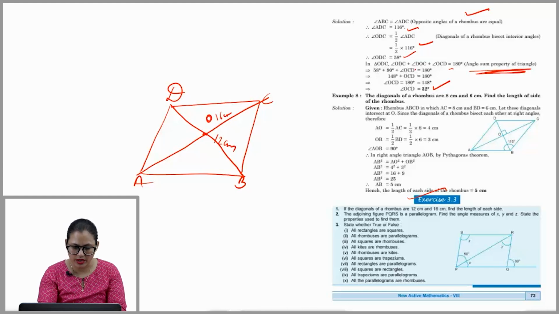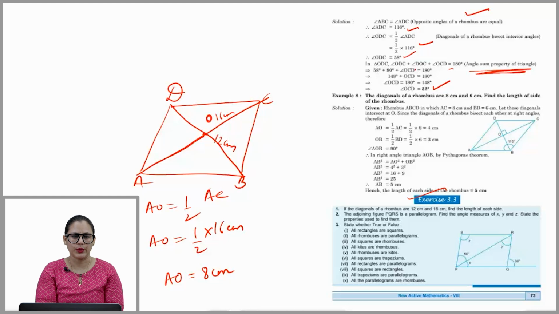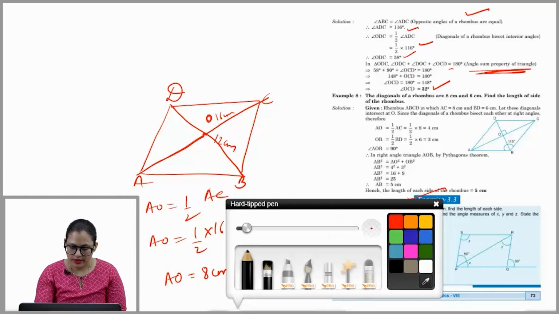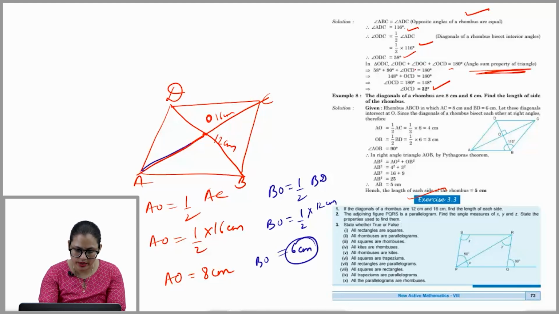16 centimeter. Okay, now AO, you know AO is equals to half of AC. So AO is equals to what is AC? AC is 16 centimeter. So AO is equals to 8 centimeter. Okay. Now similarly BO is equals to half of BD. So BO is equals to half of 12 centimeter, that means 6 centimeter BO. Okay. Now AO is 8 centimeter, BO is 6 centimeter.